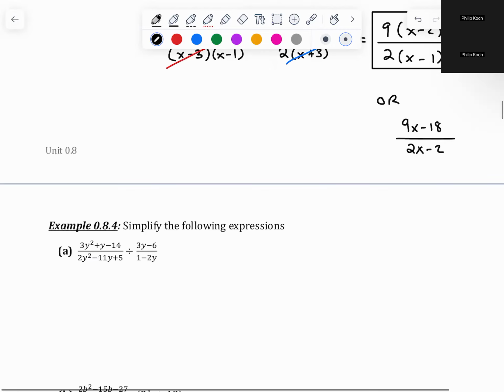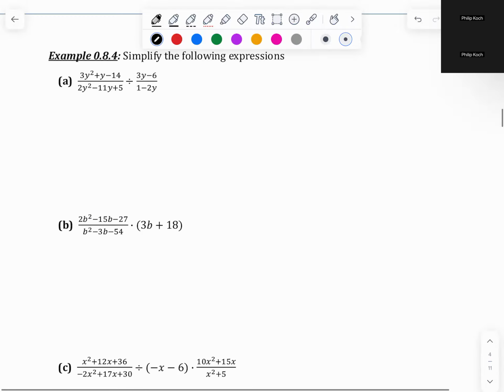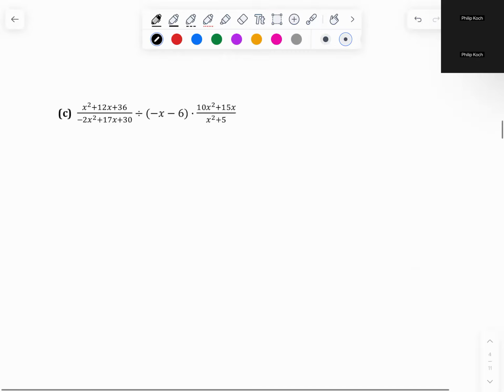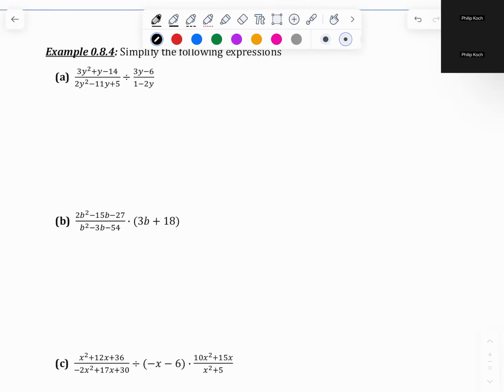All right, and we have a bunch more examples. We got 3 more examples. So I'd like you guys to do A and B yourselves, and then we will come together for C, because C's got a lot going on. So it's good to talk about that one. So go ahead and start working through those ones now. I'll stop the recording, and you should do it too.